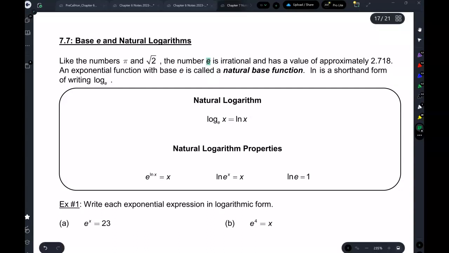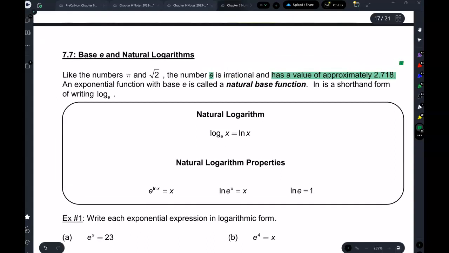Today we're going to learn about another one, e. This is just a lowercase e, never capital. It's another irrational number, and it has a value of approximately 2.718. This is also one of those things that never ends, just like pi. Pi is 3.14159, and this is 2.718, and it never ends. And this number is e.